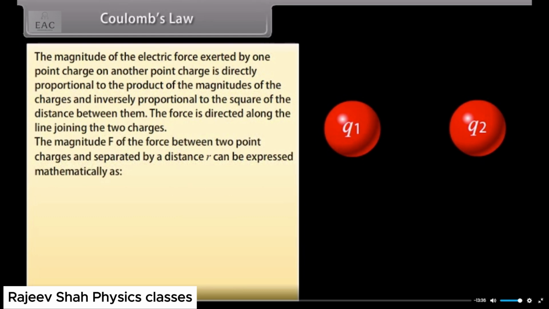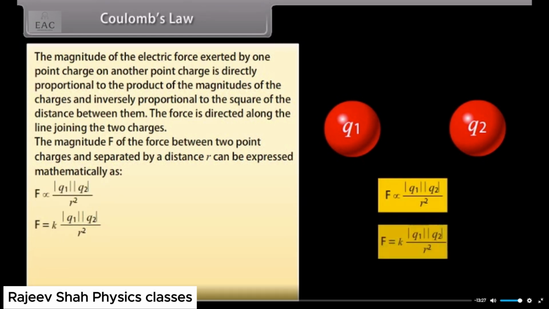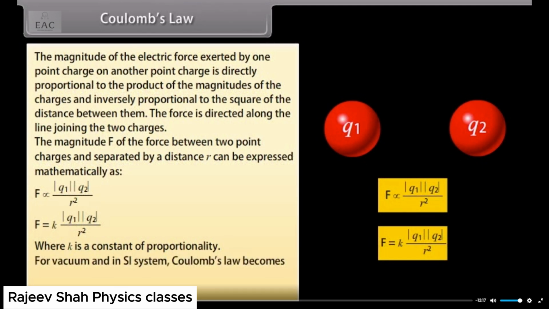The magnitude F of the force between two point charges Q1 and Q2 separated by a distance r can be expressed mathematically as F = k |Q1||Q2| / r². Here, k is a constant of proportionality. For vacuum and in SI system, Coulomb's law becomes F = (1 / 4πε₀) × |Q1||Q2| / r².